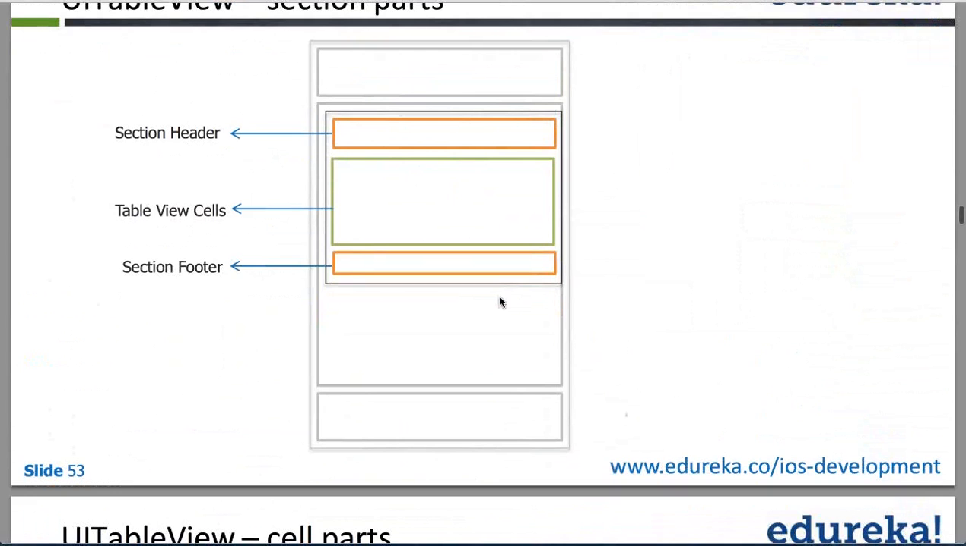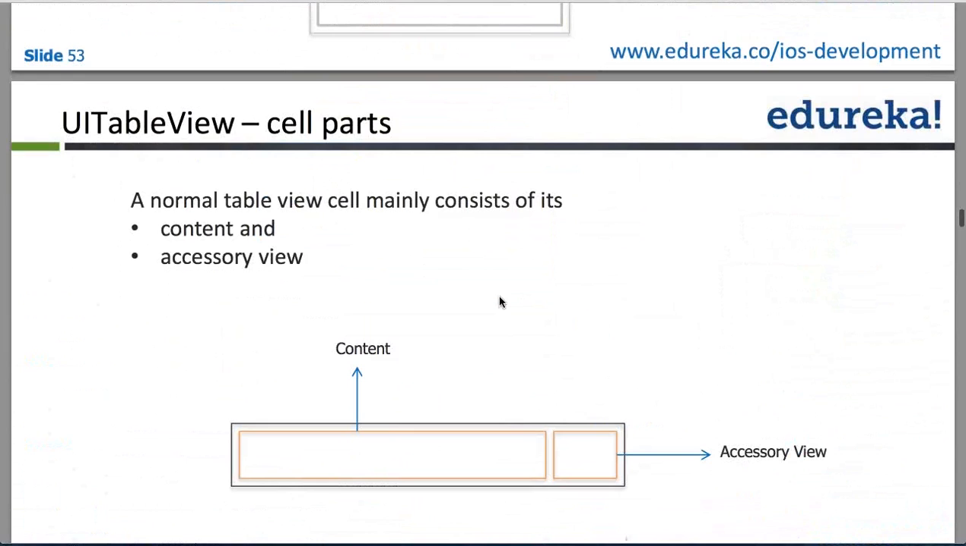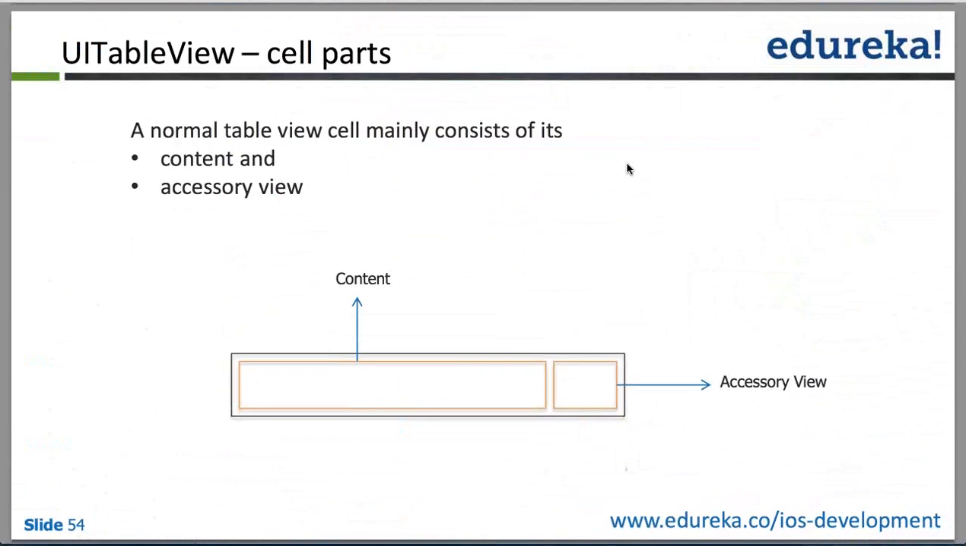This section consists of all the rows. Each row will have content and an accessory view at the right. If your cell is selectable or editable, then you will have an editable accessory at the left part. So you can have a left accessory, a right accessory, and the content in the middle.